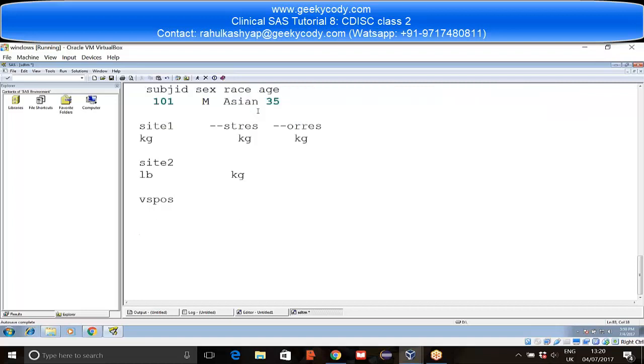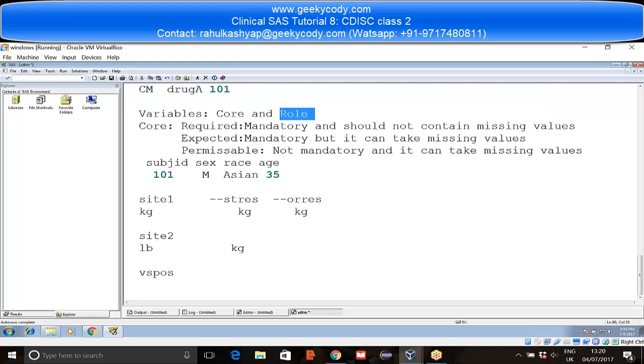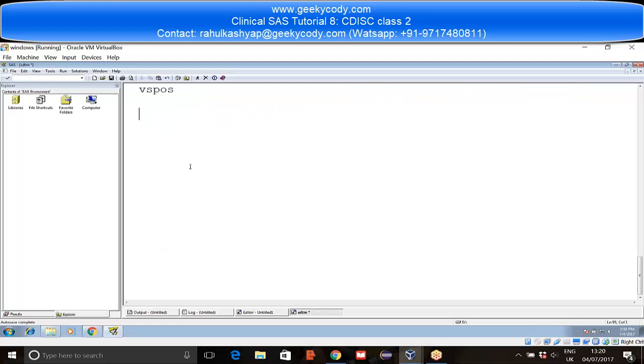Clear? Okay. Now let's see based on role. Based on role, we have identifiers. Identifiers means which identifies the record. For an example, we can take USUBJID, AE term, AE start date, AE end date, AE action taken.